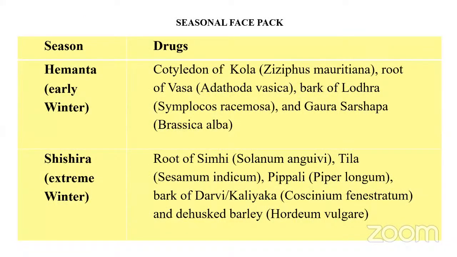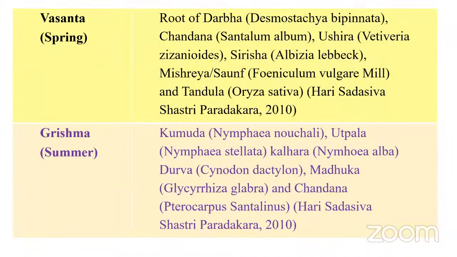The Kumuda and Utpala are all varieties of lotus; the lotus we can take. Durva is simply the grass which we have in the field, the doob we say; doob we can take. And this Madhuka is Yashti Madhu, which is very easily available in an herbal shop. Then the Chandana. We can take all these ingredients in equal quantity. If one or two ingredients are not available, it doesn't mean that it will not be effective. Still we can prepare it and use it.